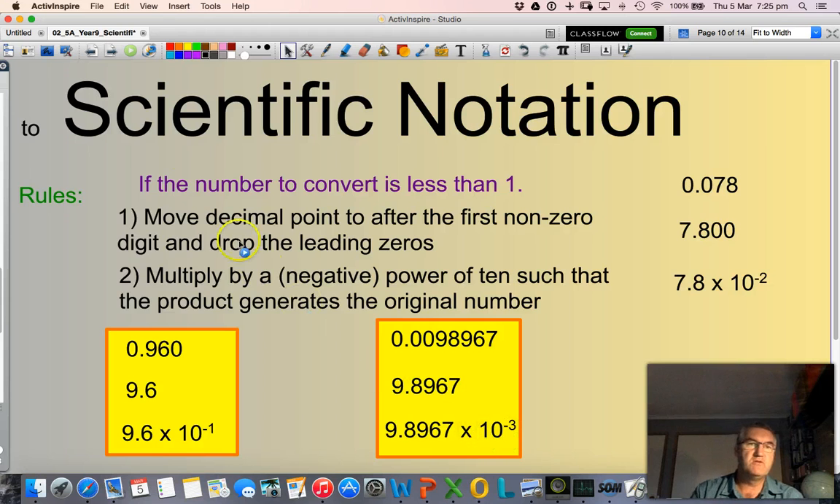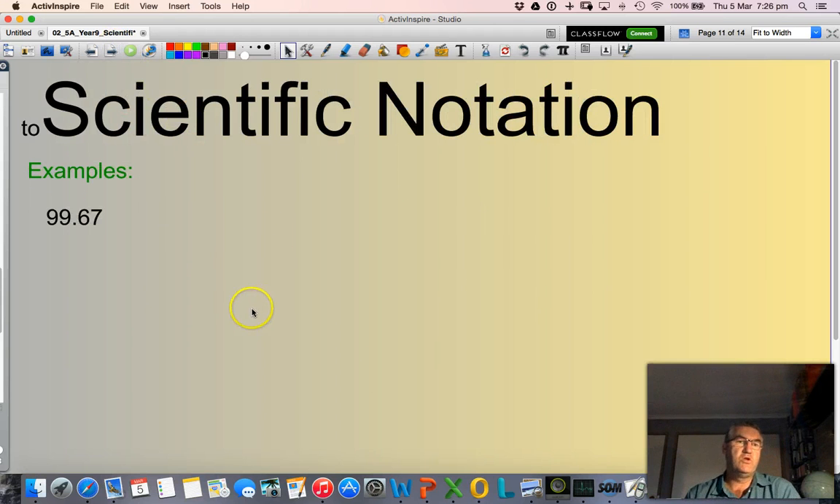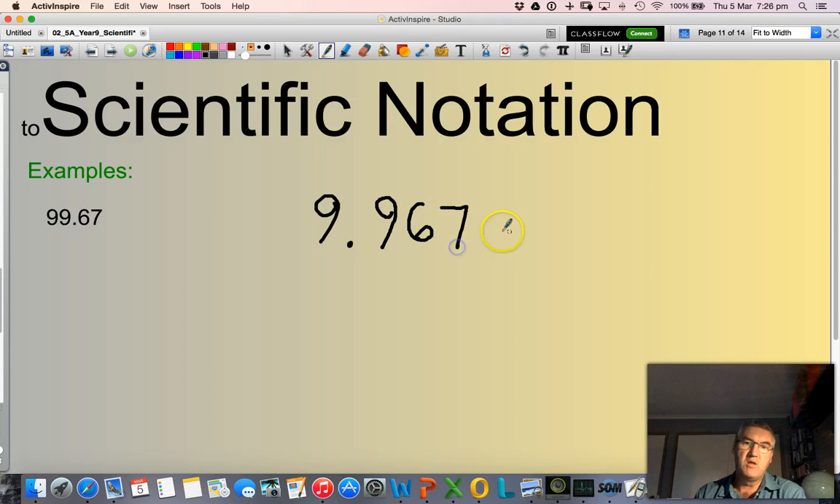So we'll do a couple of examples. Let's look at 99.67. Just grab my pen here. I need to consider this will become 9.967 multiplied by 10 to the power of something. Now, is this number greater than 1? Yes, it is. So I know that I will have a positive exponent or a positive power here.